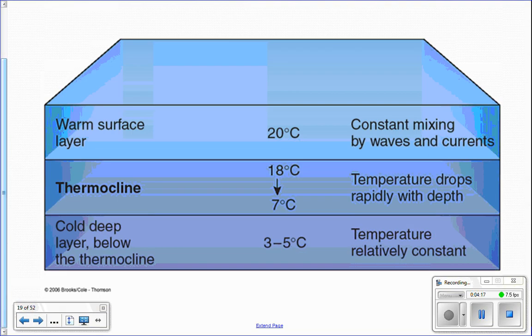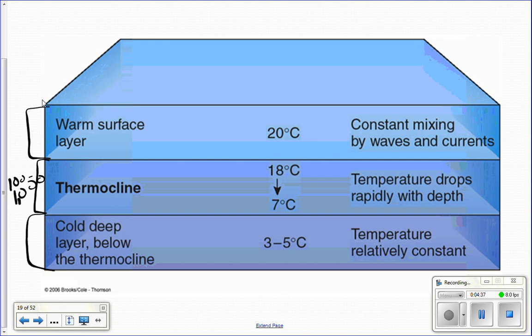So here you have your top surface layer. That's going to be around 20 degrees Celsius, with lots of mixing by waves and currents. After that, between 100 and 1,000 meters, you're going to have the thermocline, the pycnocline, and the halocline. Below that, you're going to have very, very cold, very, very dense water, anywhere between 3 and 5 degrees Celsius.